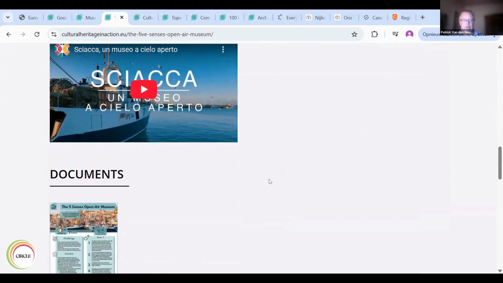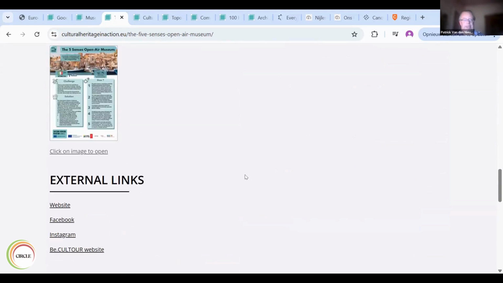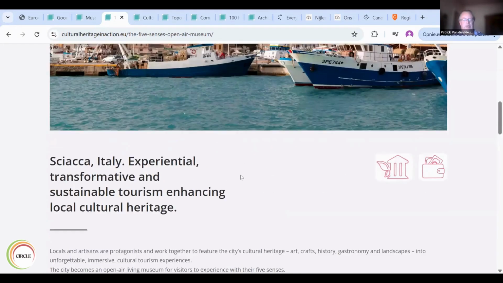And again, all the time it is the same structure. It's a bit of movies, explanations, and the documents that are related to this project.